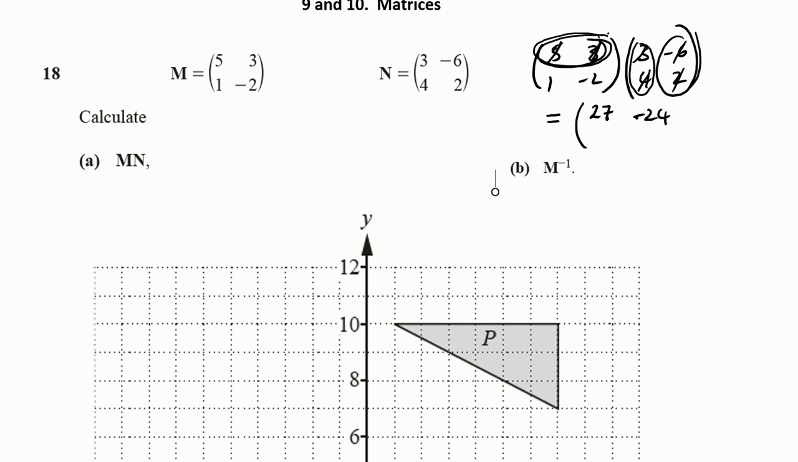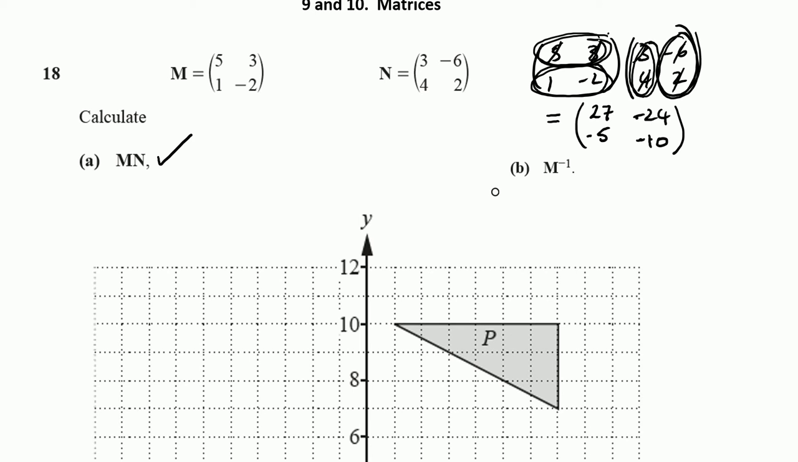Carrying on in the same way for the second row first column, I've got the numbers in the second row times the numbers in the first column. 1 times 3 is 3, minus 2 times 4 is minus 8. 3 and minus 8 together make minus 5. And then finally in the second row second column, I'm multiplying the second row over here by the second column over here and adding those together. So 1 times minus 6, negative 6, minus 2 times 2, negative 4, negative 6 and negative 4 make negative 10, and so that's our product. So that's m times n.